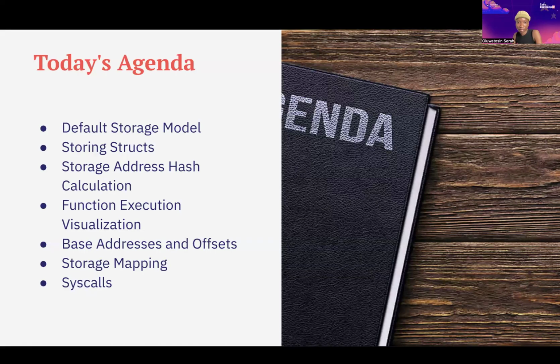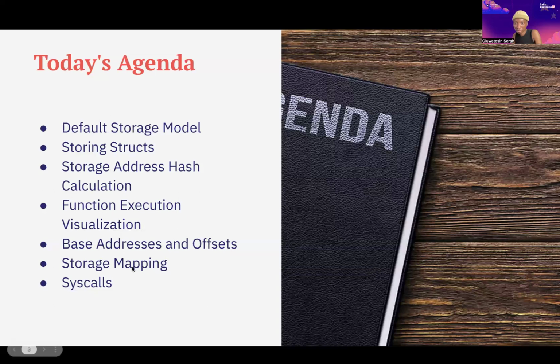With that in mind, for today's agenda, we'll go through the default storage model. By that, I'll show you what I mean in the spreadsheet, storing structs, how you calculate a storage address hash, and what happens when we execute a function. Remember last Tuesday, I had hinted at base addresses and offsets. I'll take you through what that means. And also when you're dealing with maps, which I'll show you with a real code example. And finally, when we get time, we can go through syscalls.